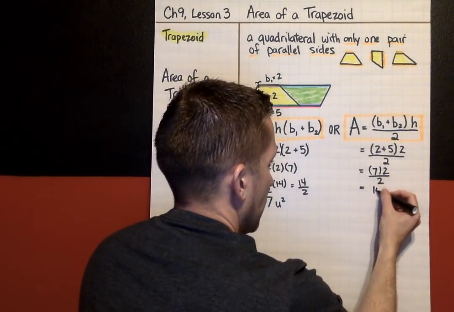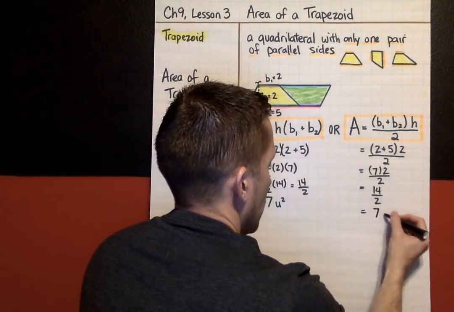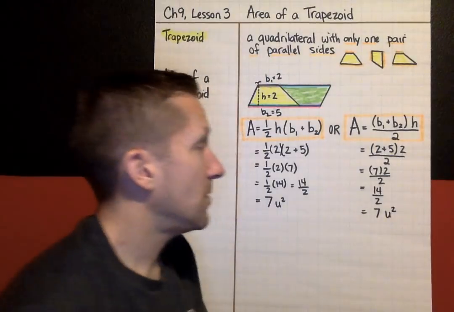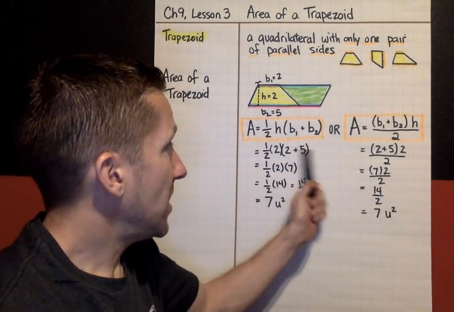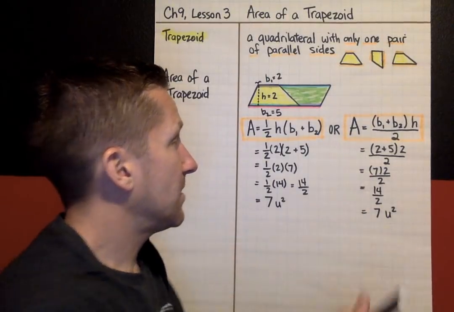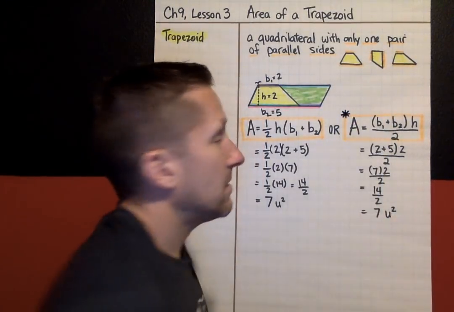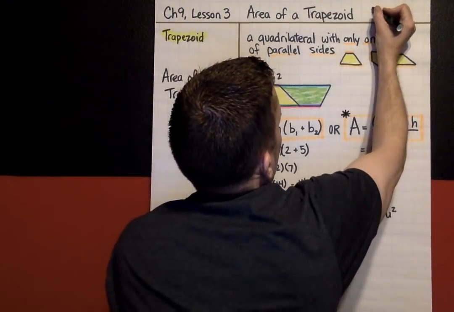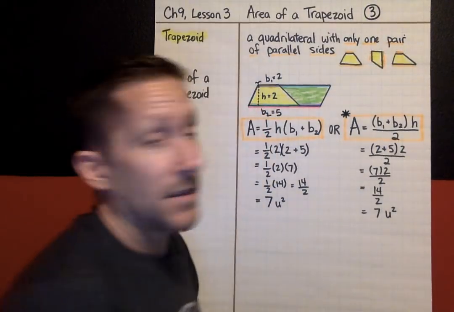7 times 2 makes 14. We get 14 over 2. So we get the same answer, 7 units squared. Again, interchangeable. Most kids like this one a little better. In fact, I'll put a little star right here indicating that's the one that most kids like the best. And I also forgot, this is our third note page of the chapter.